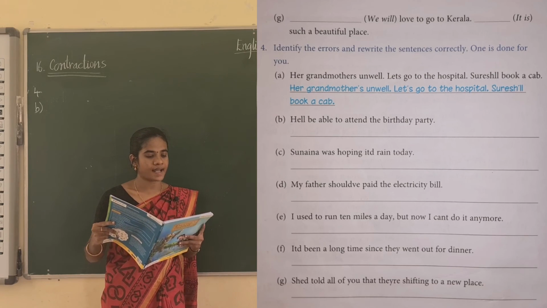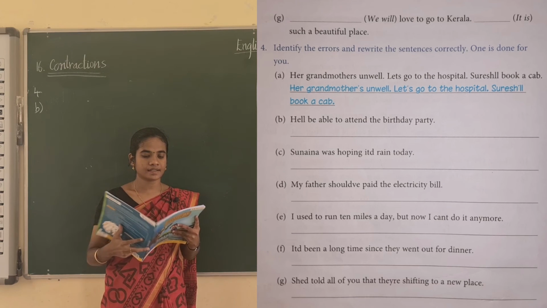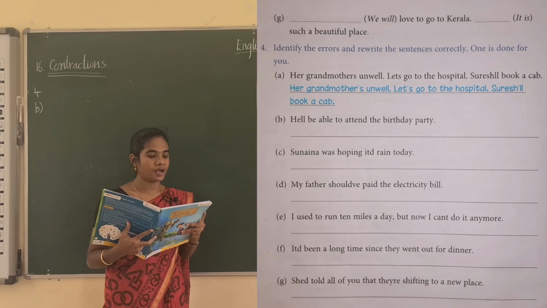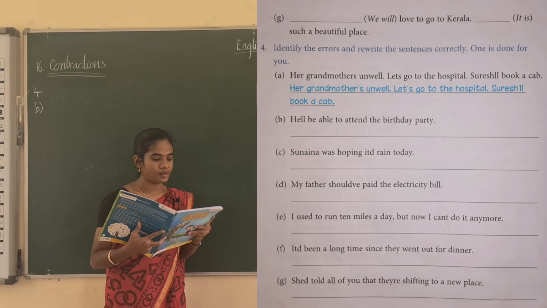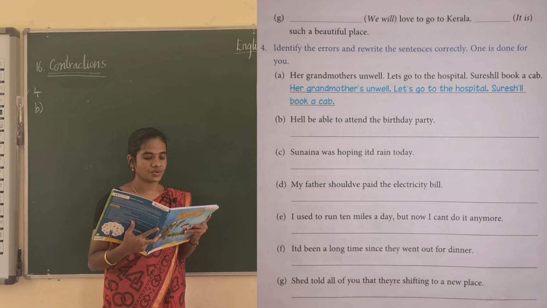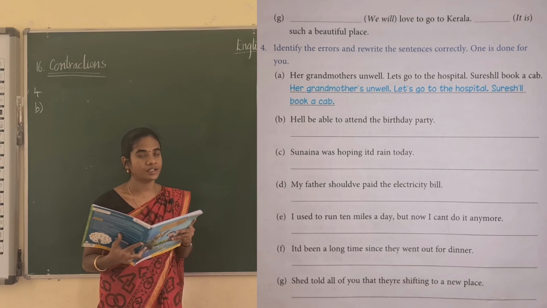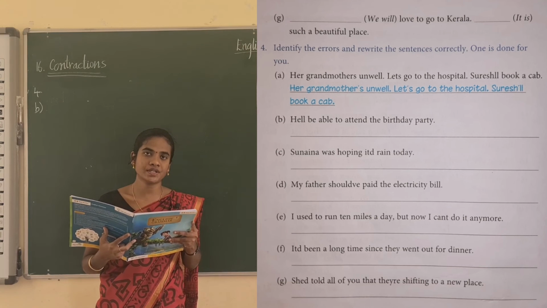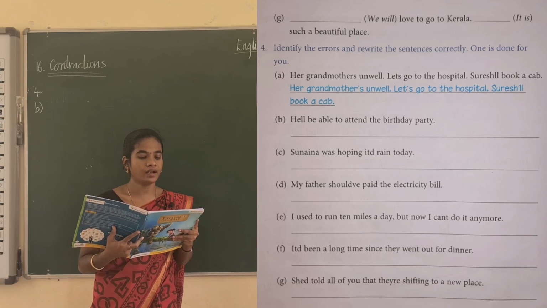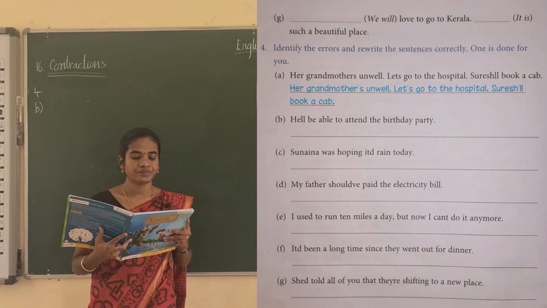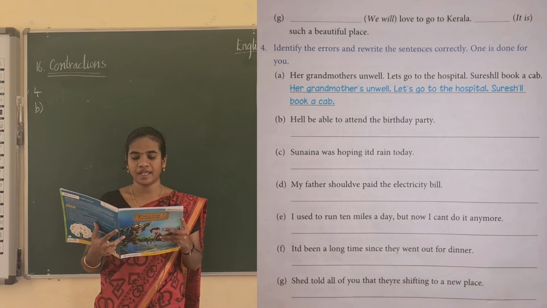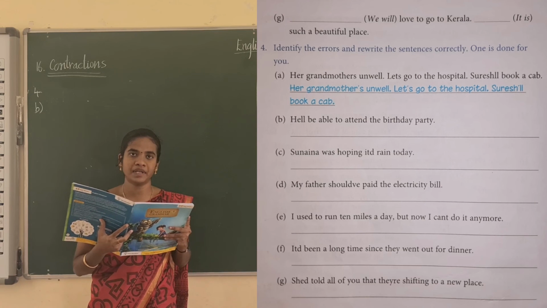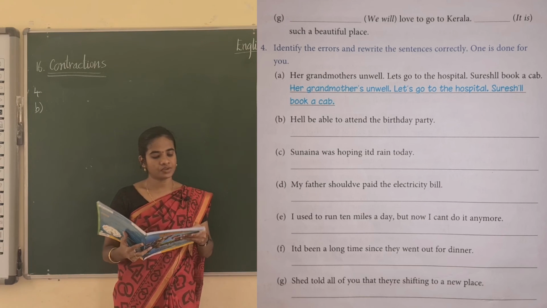Fourth exercise is identify the error and read the sentence correctly. One example is given for you. Now see here, her grandmother's Anwar, let's go to the hospital. Suresh will book a cab. Here what are the things that are errors? That is grandmothers. You have to put the apostrophe s. See the next one, let's. You have to put let, then apostrophe s, then Suresh will. Suresh apostrophe and double L. So like this you have to do the remaining ones.